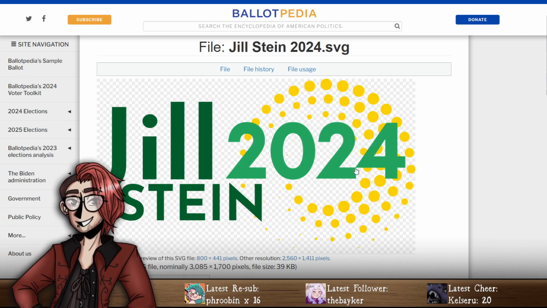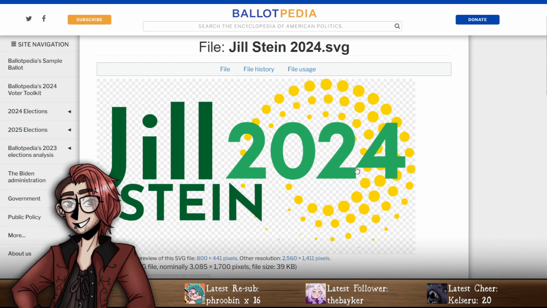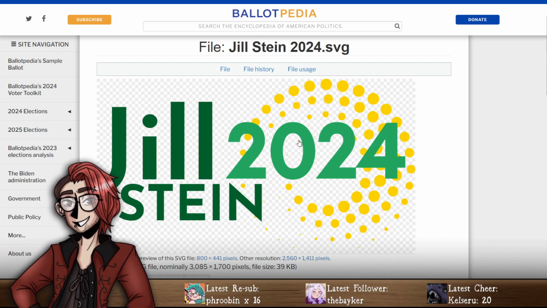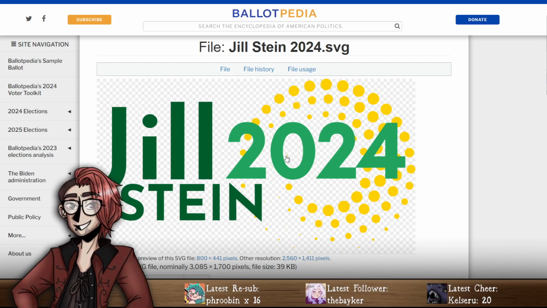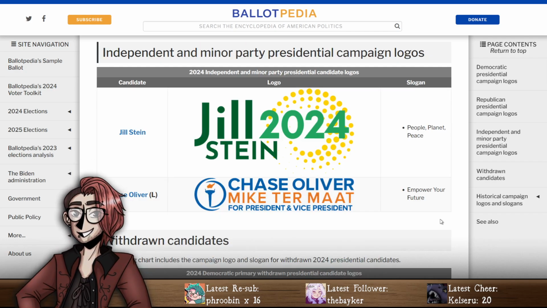What is this kerning here? Why is there a chasm between the 0 and the 2, but these two are like kissing? The dots inside the O look like they're stray pixels. This logo just does not work. This is bad. Jill Stein, terrible.